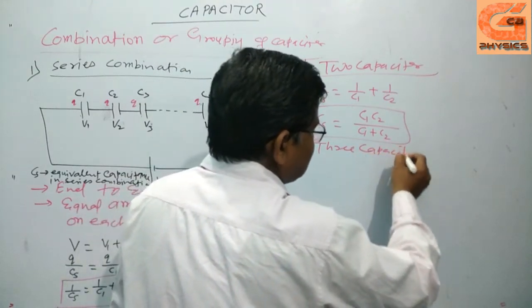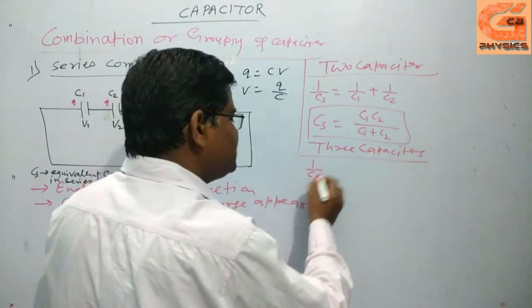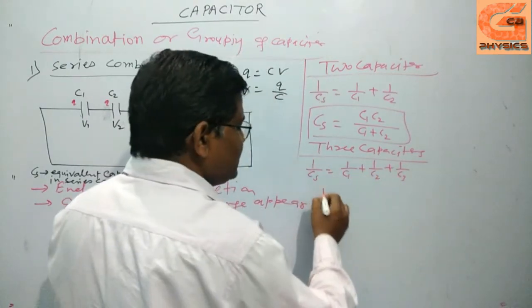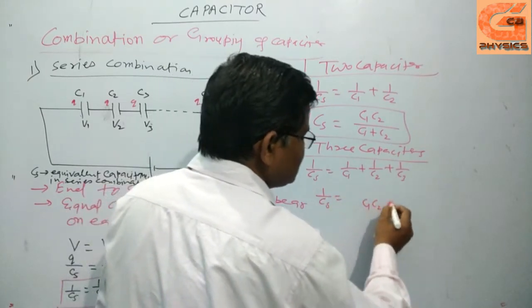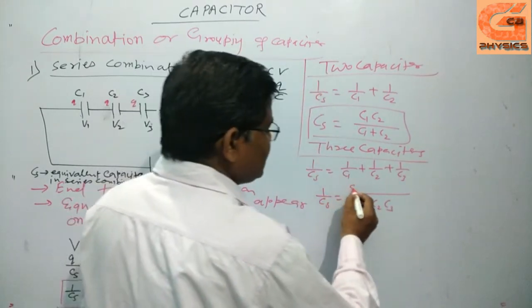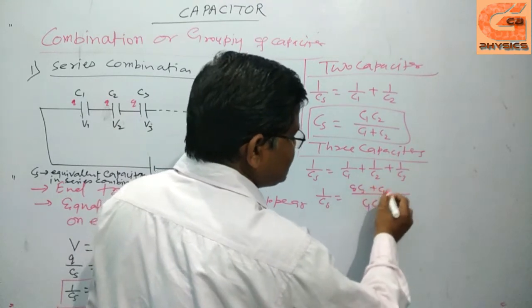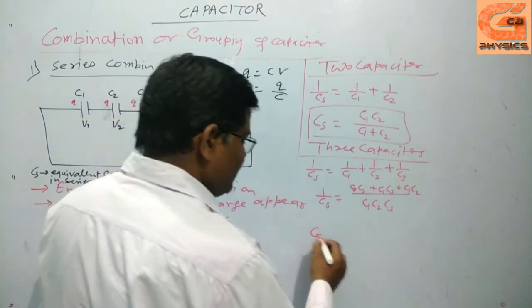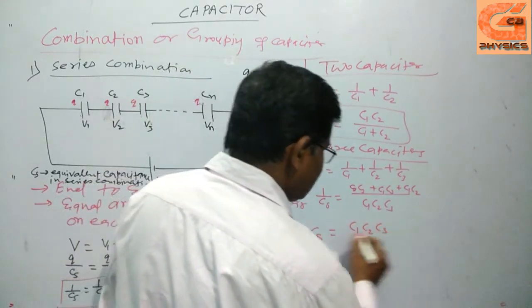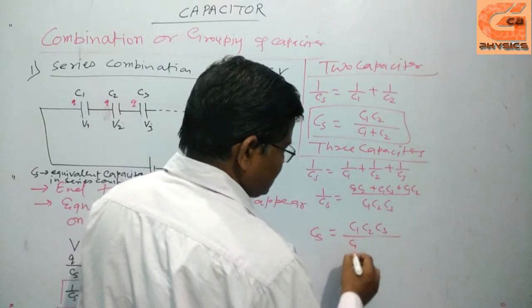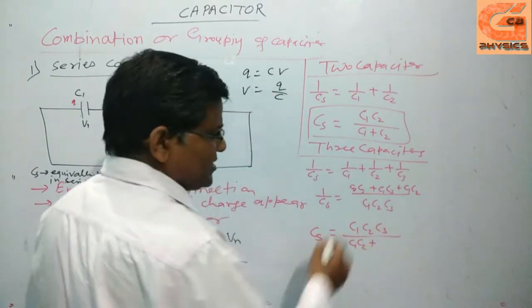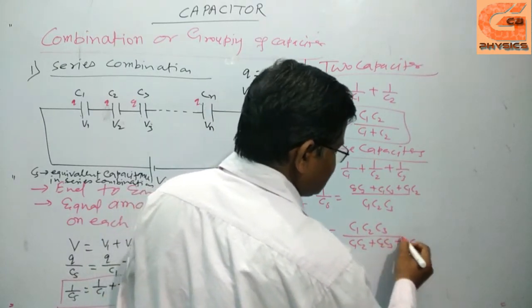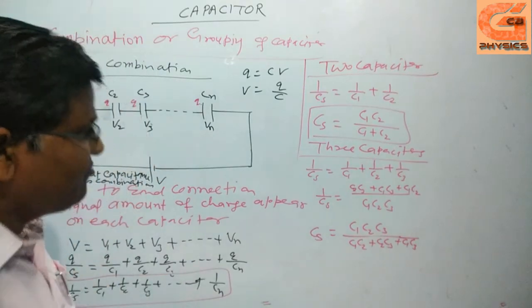For three capacitors, 1/Cs = 1/C1 + 1/C2 + 1/C3. Then it becomes Cs = C1C2C3 divided by C1C2 plus C2C3 plus C1C3. You may write it in this form.